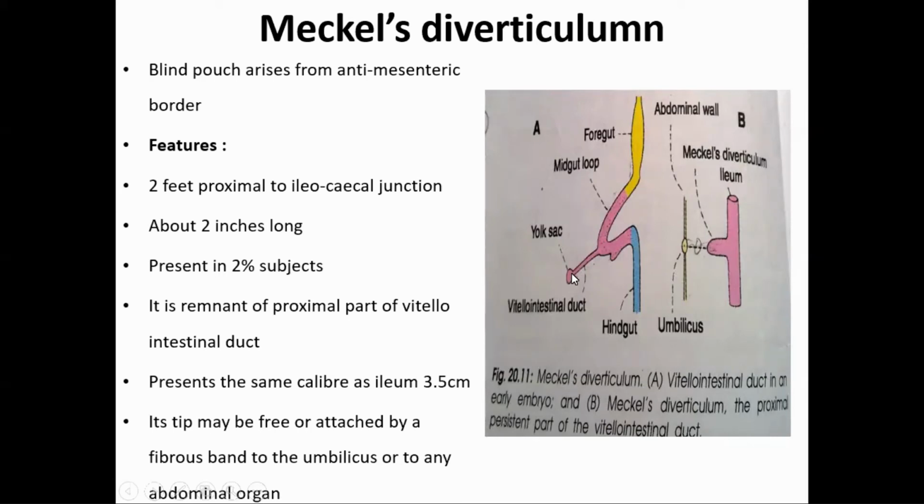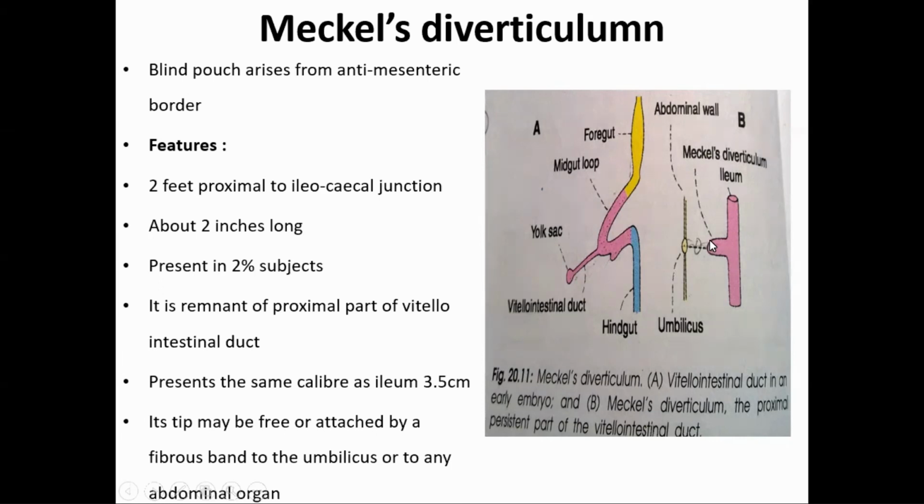So what is Meckel's diverticulum? It is a remnant of the proximal part of the vitello-intestinal duct, which arises from the anti-mesenteric border. One is the mesenteric border, which is suspended by the mesentery. Opposite to the mesenteric border is the anti-mesenteric border. So from the anti-mesenteric border, a blind pouch may arise, which is the remnant of the proximal part of the vitello-intestinal duct: the Meckel's diverticulum.